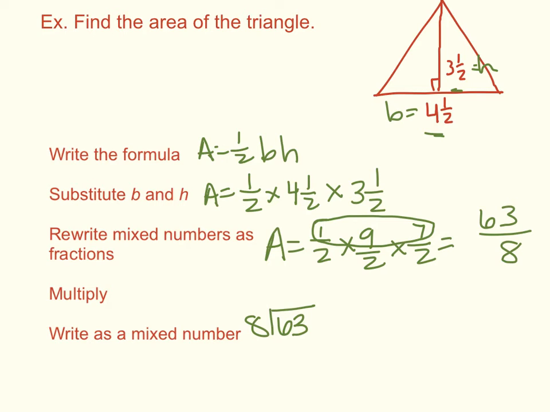Excuse me. 7 times... That should give me 7 and 7/8. So the area of this triangle is 7 and 7/8. And I didn't have a unit here. We'll say it was inches. Inches squared.